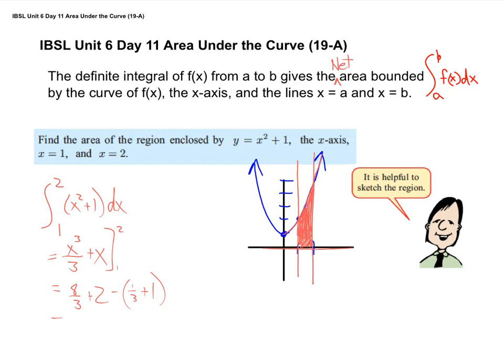Okay. So that would be 3 1/3. Oh my goodness, I got it right. Okay? Well, don't act so surprised.